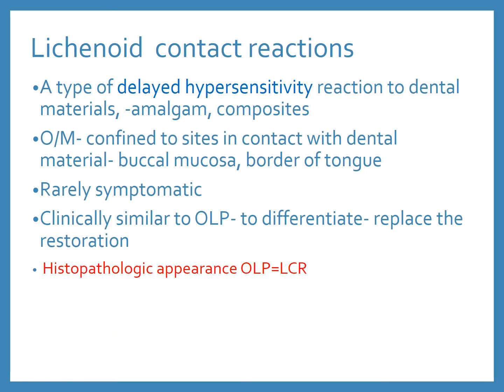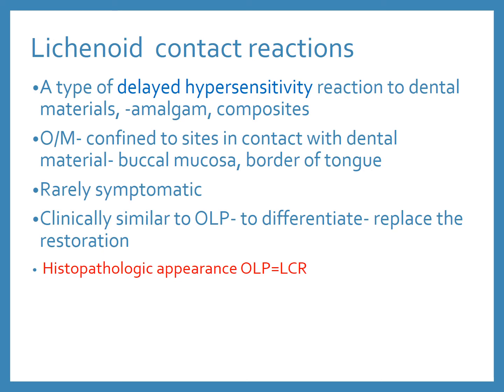Moving on to lichenoid contact reactions in the oral cavity. This is a type of delayed hypersensitivity reaction to dental materials like amalgam and composites. The oral manifestation is generally confined to sites in contact with the dental material, most likely the buccal mucosa or the border of the tongue. These are rarely symptomatic and clinically appear very similar to oral lichen planus.